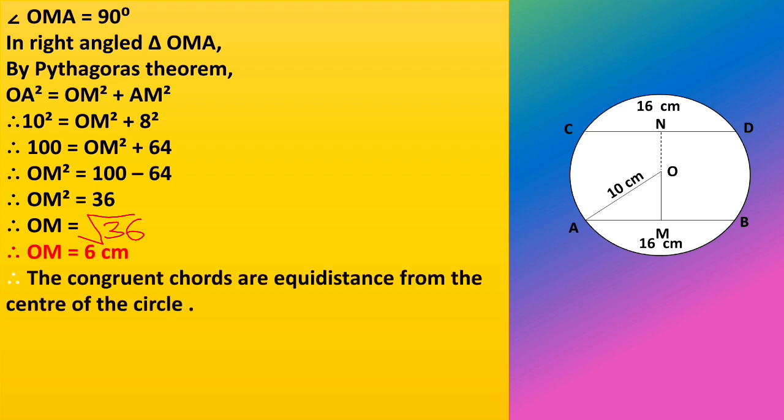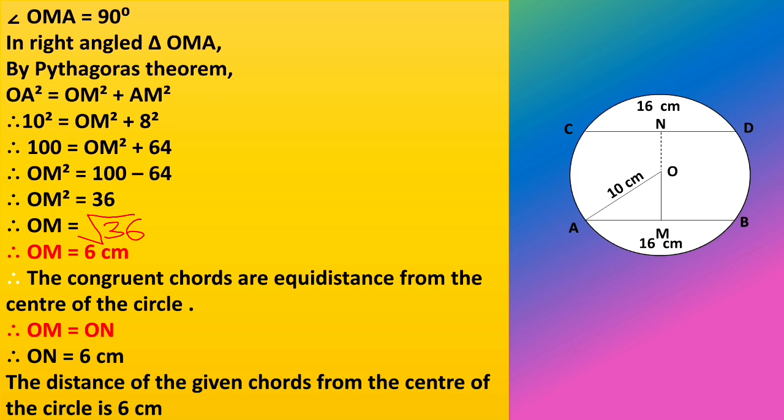So the congruent chords are equidistant from the center of the circle. It means ON is also 6 cm because OM is equal to ON. Now children, the distance of the given chords from the center of the circle is how much? 6 cm.